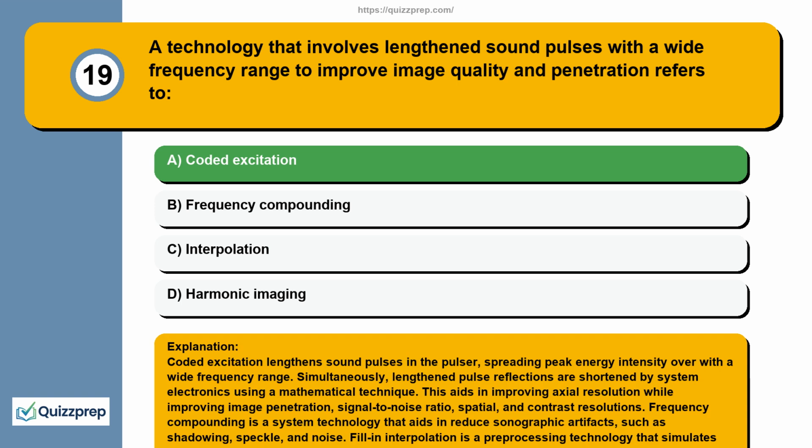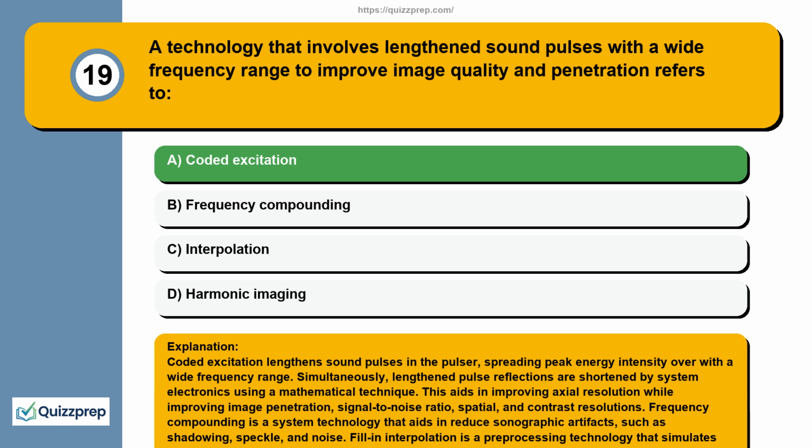Coded excitation lengthens sound pulses in the pulser, spreading peak energy intensity over a wide frequency range. Simultaneously, lengthened pulse reflections are shortened by system electronics using a mathematical technique. This aids in improving axial resolution while improving image penetration, signal-to-noise ratio, spatial, and contrast resolutions.